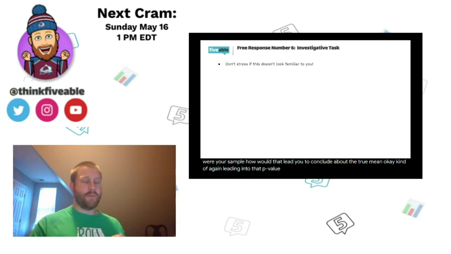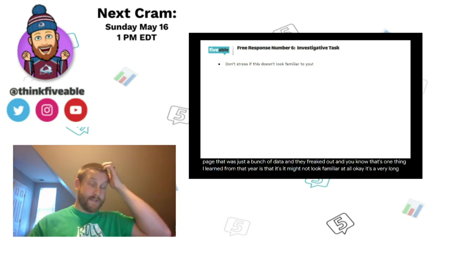Investigative task. This is really the biggest thing with this problem. Don't stress if it doesn't look familiar to you. 2 years ago, my first year teaching AP Stats, my students freaked out because the problem was like 5 pages long. It had 1 page that was just a bunch of data, and they freaked out. And that's one thing I learned from that year, is that it might not look familiar at all. Okay, it's a very long process.